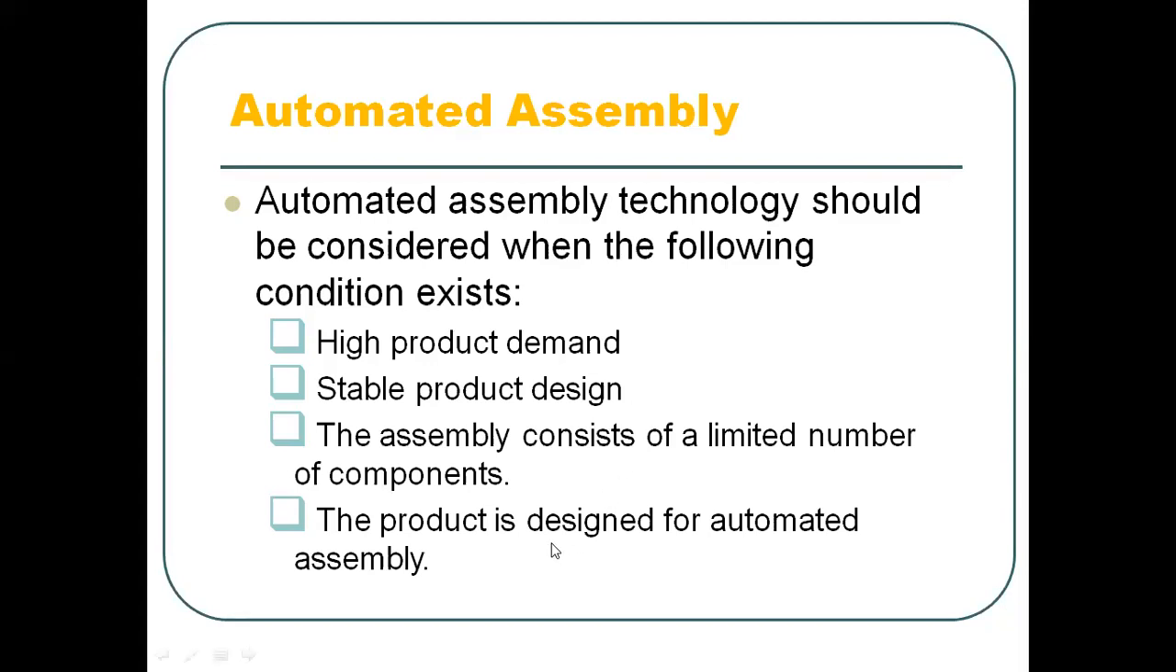So if the product has succeeded in the market and the demand is high, therefore you're going for automated assembly, right? Then in your product design, you'll make some changes so that it is easier to assemble. So that's how it goes. You decide you are going for automated assembly, and then you change the product features so that it is easier to assemble on an automated assembly machine. Clear, right?